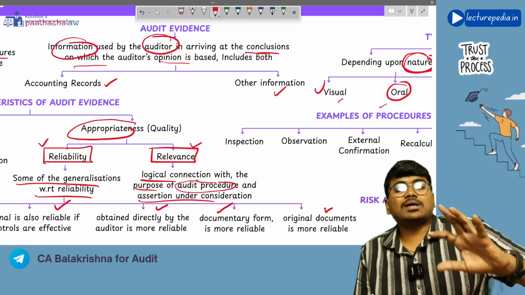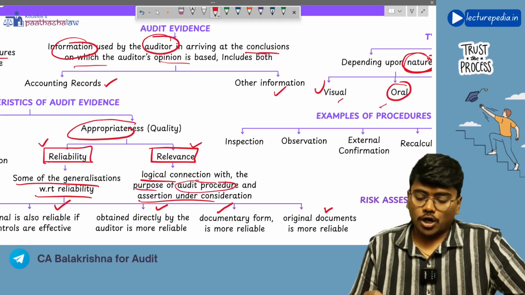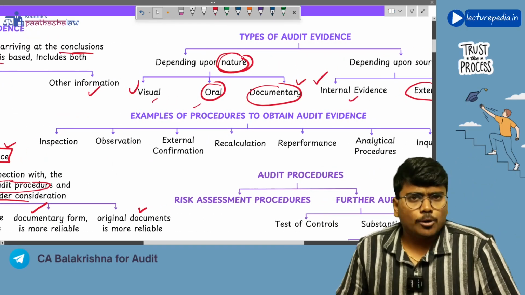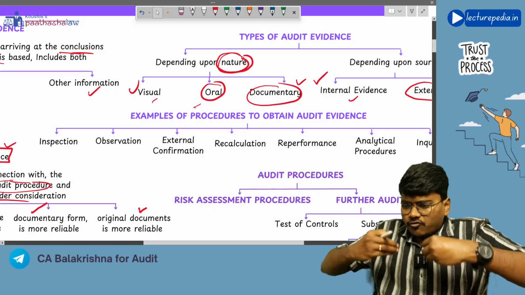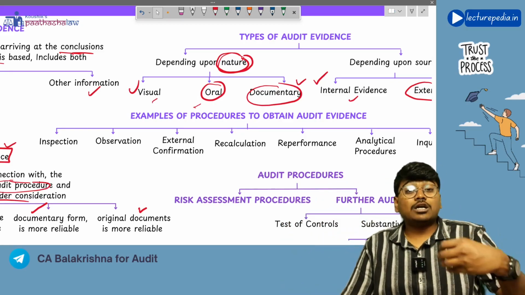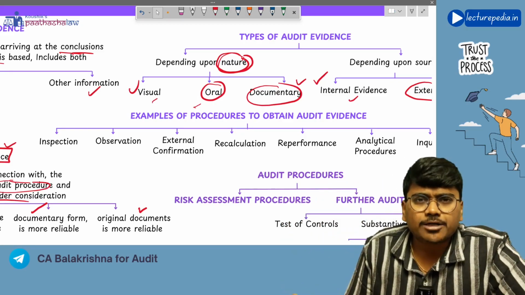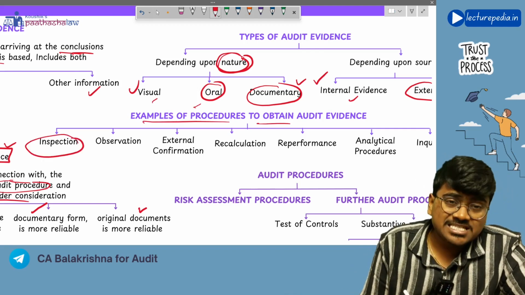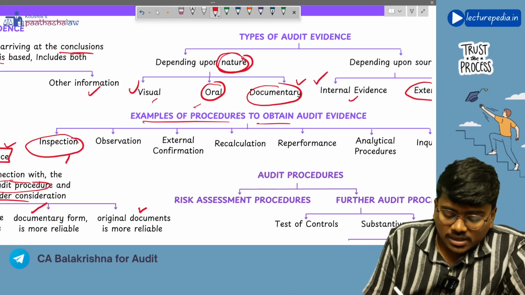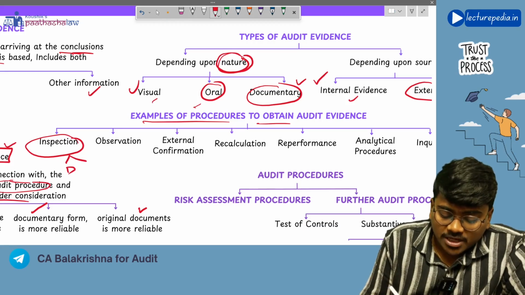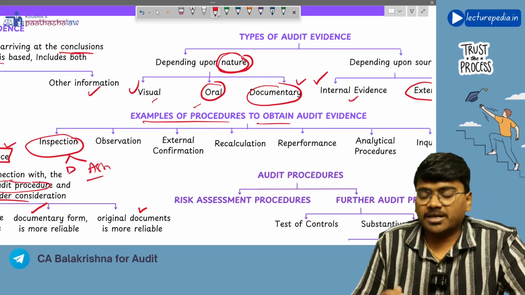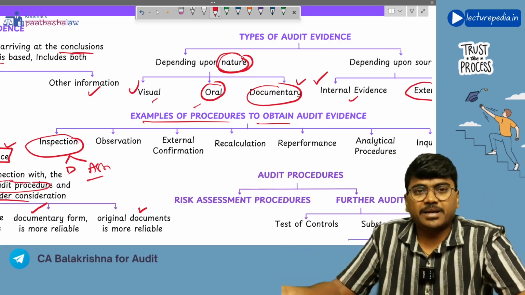So these are the 2 characteristics with respect to audit evidence. Now, I told you, in order to obtain audit evidence, you have to perform some audit procedures. What are some examples of audit procedures? First one, inspection. Inspection means you will inspect documents and the assets of the company, like verifying them.